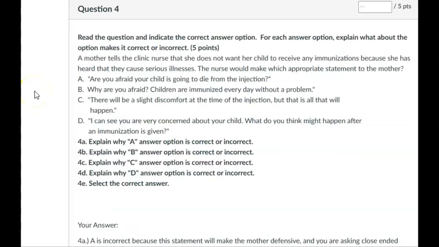Question 4, read the question and indicate the correct answer option. For each answer option, explain what about the option makes it correct or incorrect. The question reads, a mother tells the clinic nurse that she does not want her child to receive any immunizations because she has heard that they cause serious illnesses. The nurse would make which appropriate statement to the mother? So the first option was A, are you afraid your child is going to die from the injection?